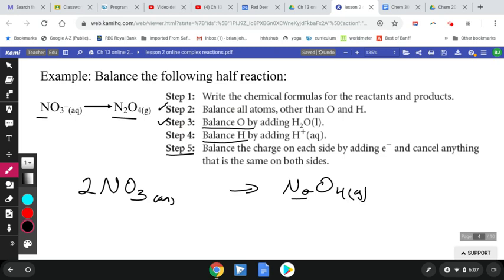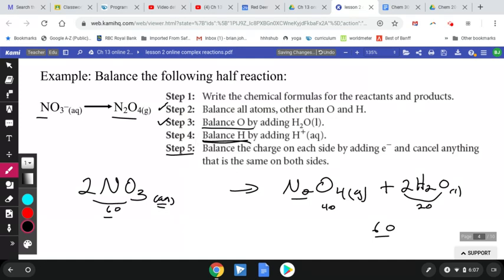Step 3, balance the oxygens by adding water. These reactions are always aqueous, so we can freely add water to either reactants or products. How many oxygens? 2 times 3 is 6 oxygens, and here I have 4. So I need 2 more on this side, and I do that by adding 2 waters to give me my 2 more oxygen. So now I have 6 oxygen and 6 oxygen, and that's water, liquid. Good. Now the oxygens are balanced.